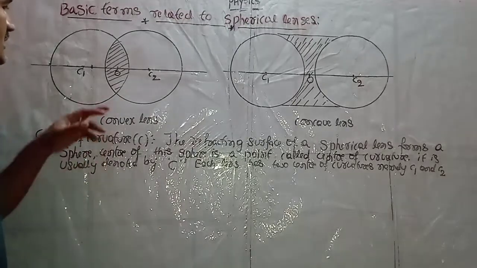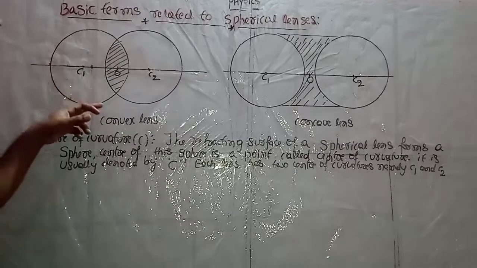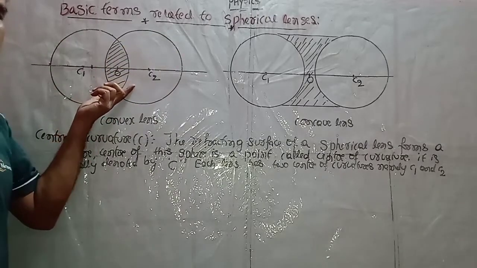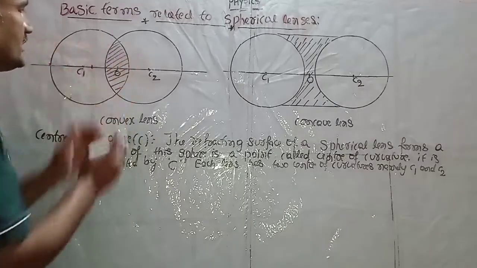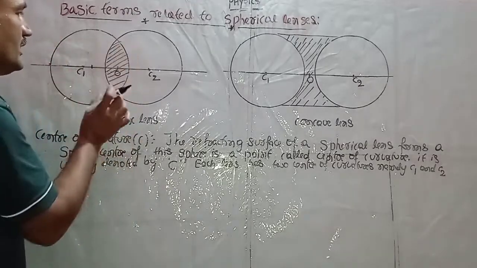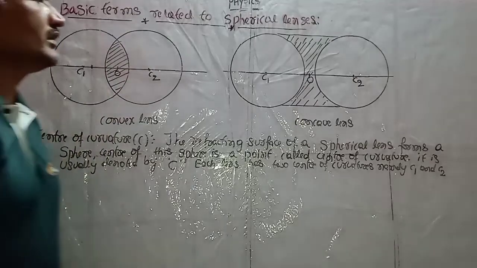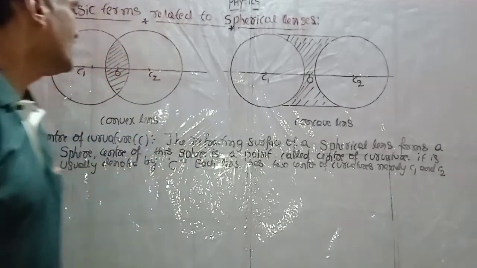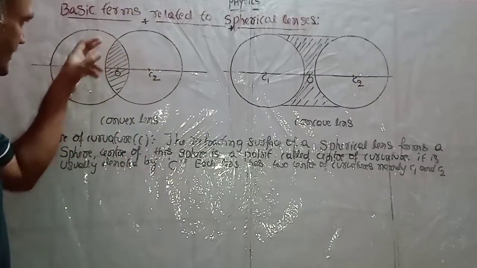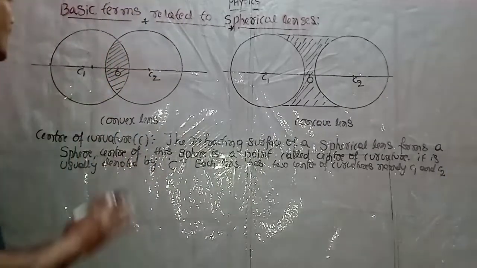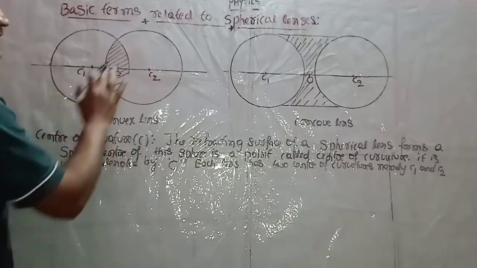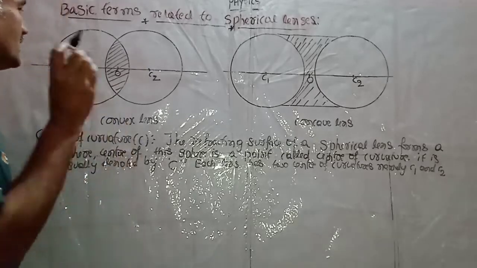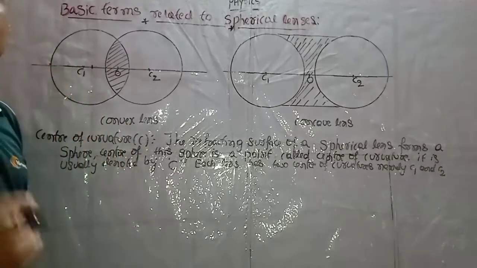So here, these two circles intersect. Here we get a convex lens, which is curved outwards at the center and is thinner at the edges. And when the two circles come together, you get a concave lens. The refracting surface of a spherical lens forms one sphere, like this one. This sphere has one center, and that center is what we call the center of curvature.